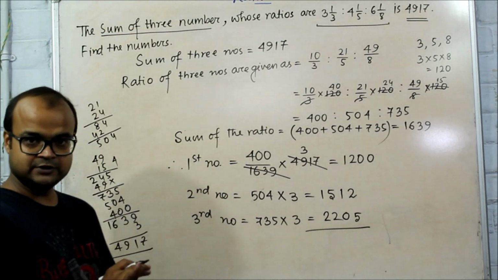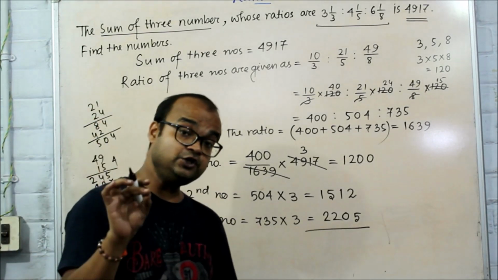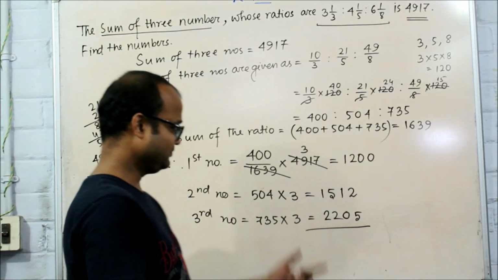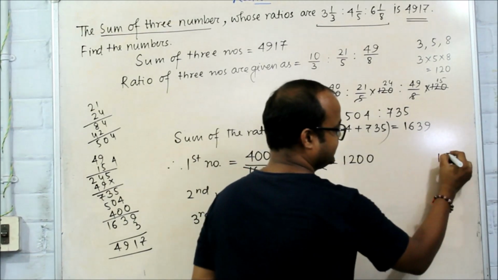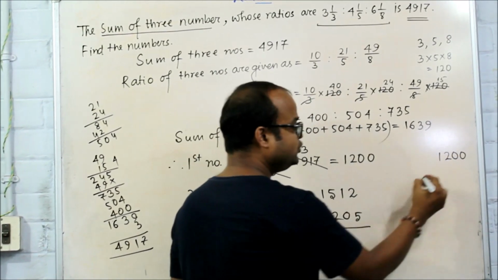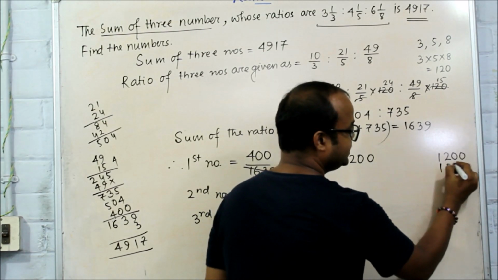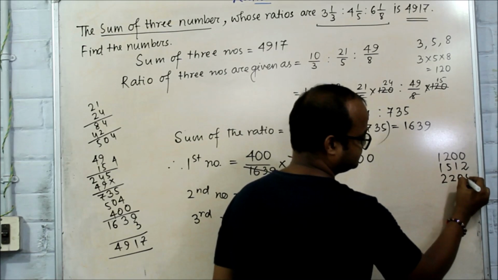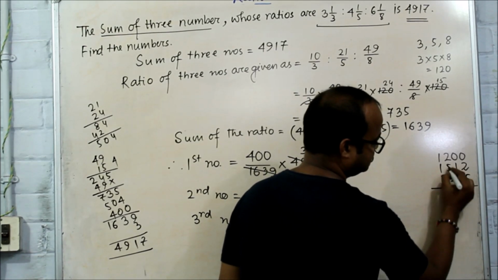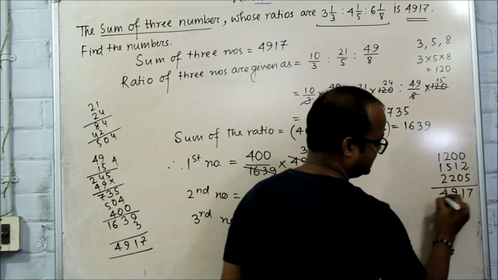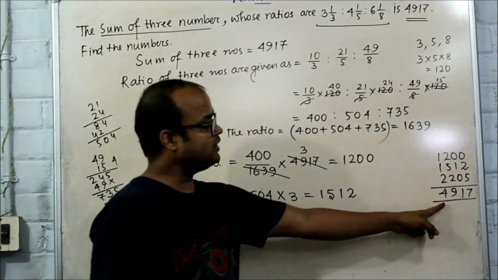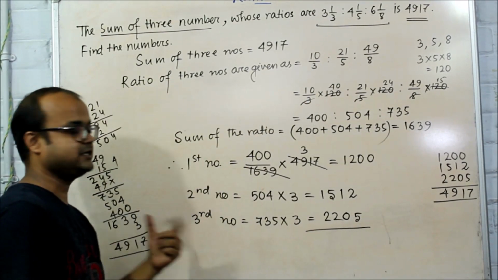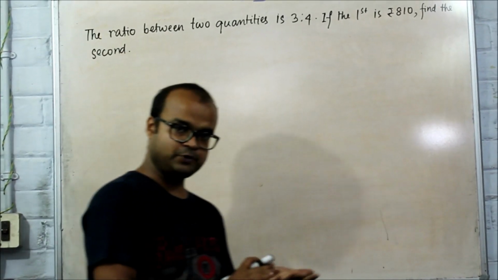Now once you do the sum, how will you check whether you have done the sum correctly or not? Add these 3 numbers. This is optional. You can do it for your confirmation. Now see, the sum is coming as 4917, matched. That means our sum is correct. Moving on to the next problem.